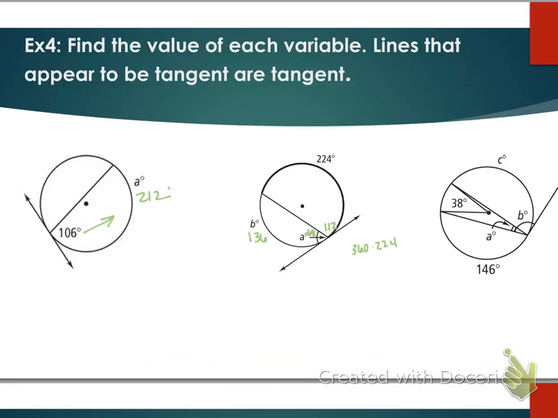Okay, so this central angle is 38. Remember, the central angles come from the center, so that means this arc is 38. So that means the whole thing should be 360. So if I do 146 plus 38, subtract that from 360, what I want left is 176. We have to cut that in half to get B. So this is going to be 88.